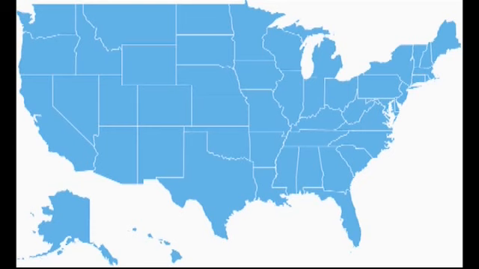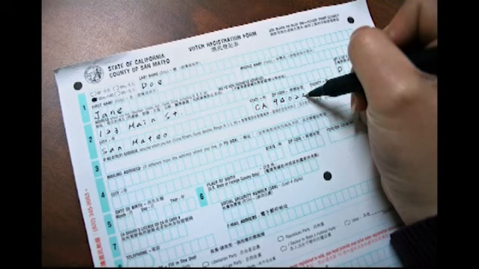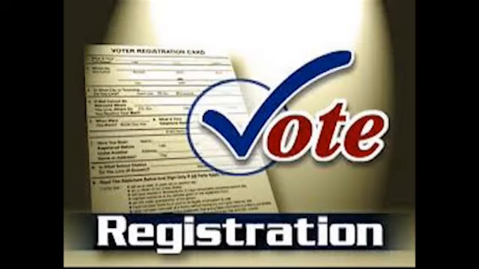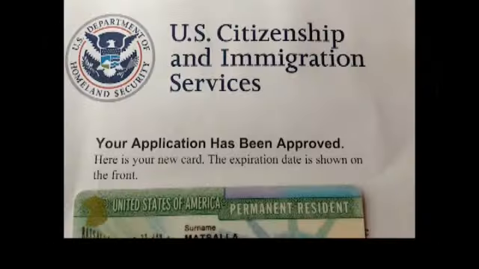Every state has its own laws about who can vote in a primary election. Some states require that voters show a state-issued identification. Some states require that you register to vote at a federal building. And some states allow people to register to vote online. Only U.S. citizens and people who have a green card are allowed to vote.